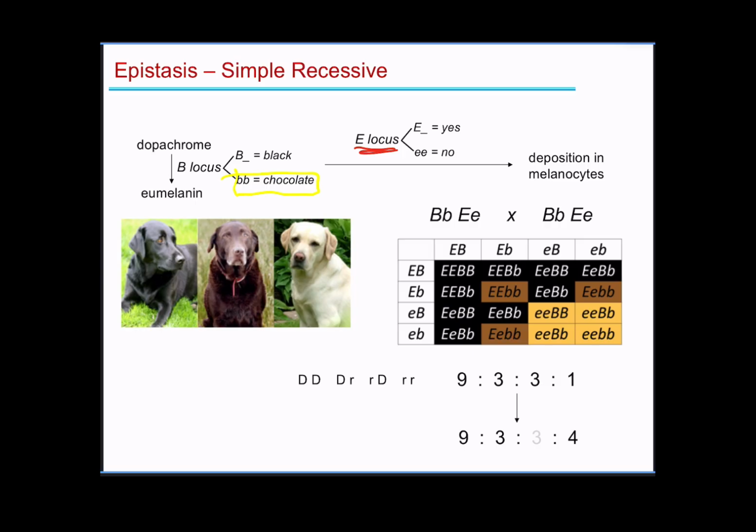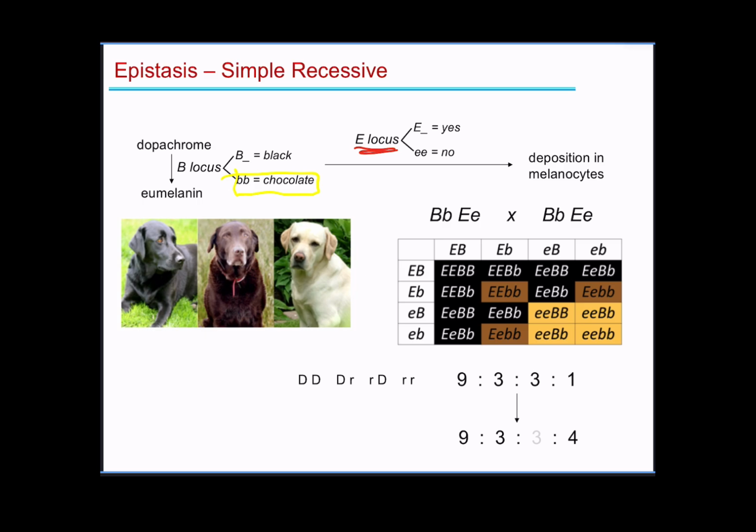So here you see the Punnett square that shows this in action. Instead of having the 9 to 3 to 3 to 1, 4 different phenotypic classes, you actually have only 3 phenotypic classes, right? You have either black dogs, chocolate dogs, or yellow labs. That's it. That's all you have.